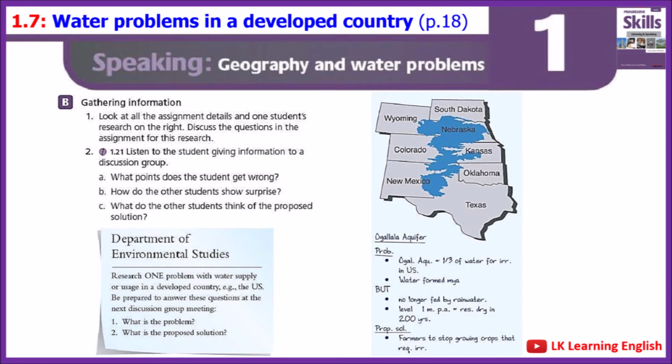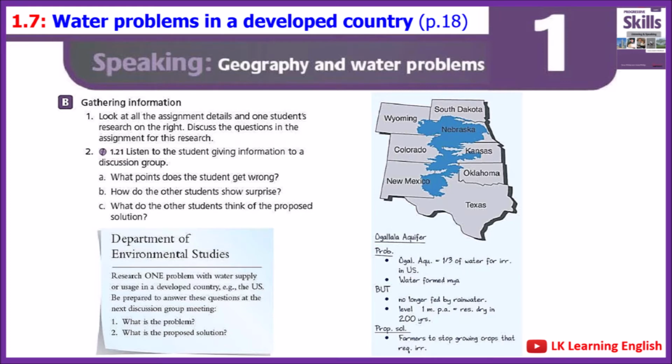1.21 Exercise B2. Listen to the student giving information to a discussion group. OK, so we're talking about water problems and proposed solutions, right? Who wants to start? OK then, I will. I looked at the problems in the United States. Apparently... I didn't realise they had problems with water there. Well, they do. Big problems, apparently.